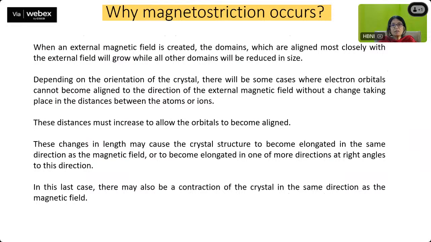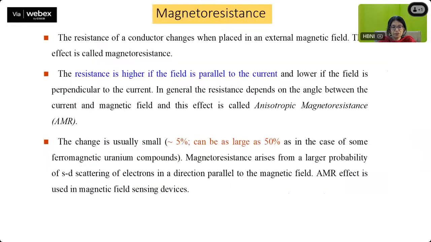So in this last case, there may be a contraction of the crystal in the same direction as that of the magnetic field. That is basically what gives rise to the entire magnetostriction effect. Now there is another thing known as magnetoresistance. What is this? As the name suggests, the resistance of a conductor changes when placed in an external magnetic field, and this is known as magnetoresistance.